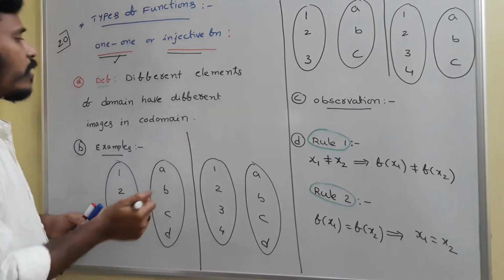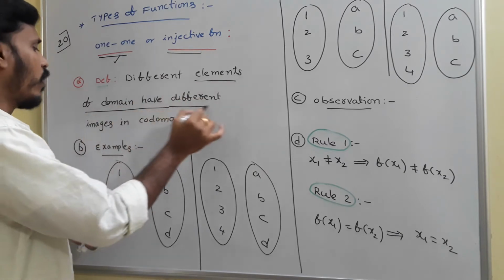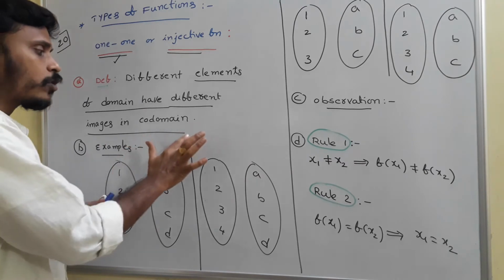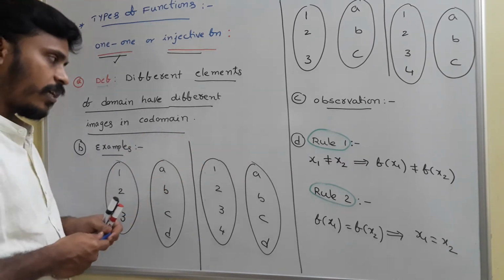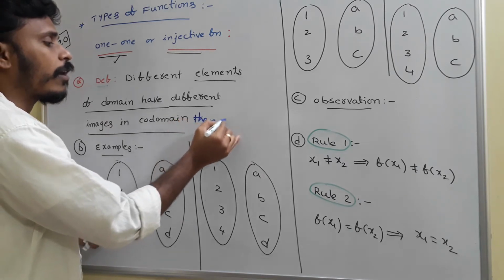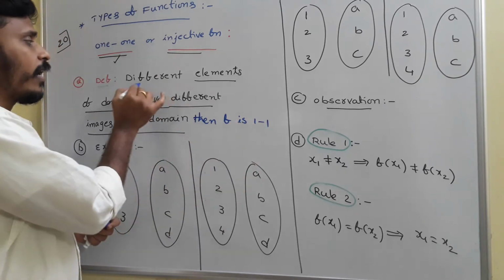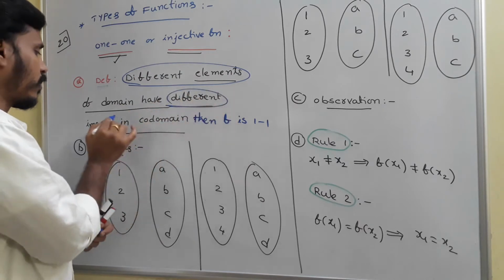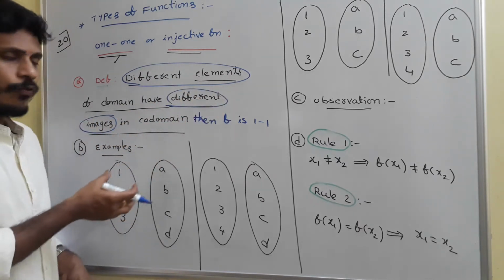In the sense that if different elements of the domain have different images in the codomain, then in this case we say the function is one-one. Then the function f is one-one. Once again I am repeating, if different elements have different images, then those functions are said to be one-one. So I will mention a few examples.